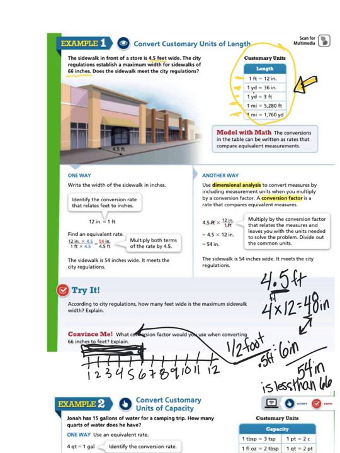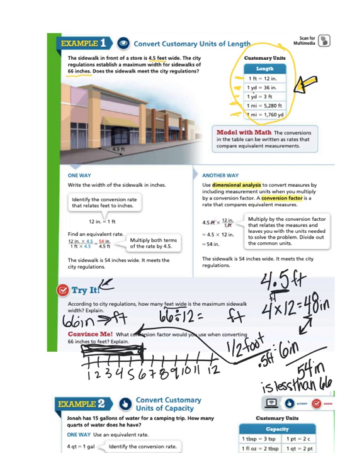So let's practice this problem here. According to the city regulations, how many feet wide is the maximum sidewalk? Explain. So now you want to take 66 inches and convert it to feet. What do you think we're going to do? That's right. If we take 66 and divide it by 12, we will come up with how many feet wide the sidewalk can be for regulation. Try that now.